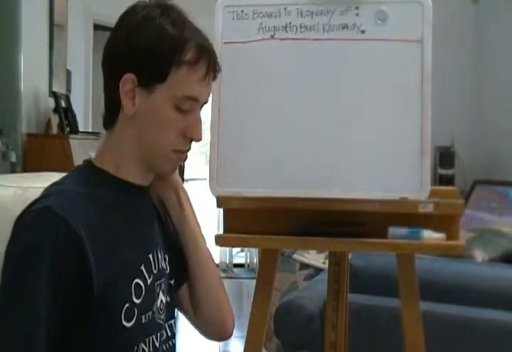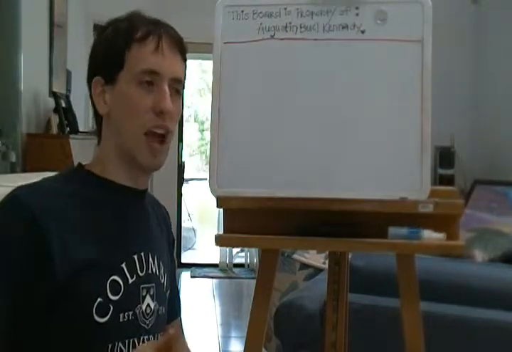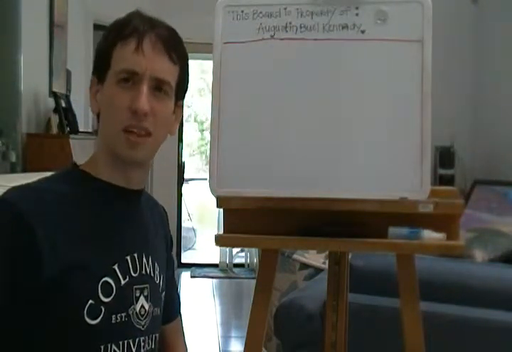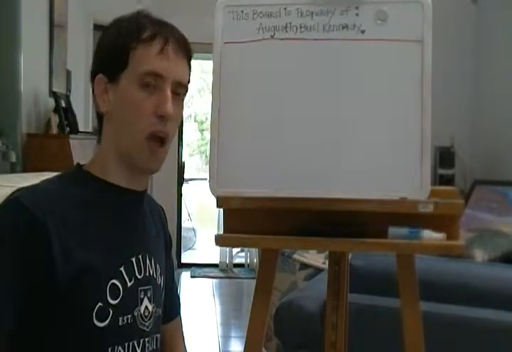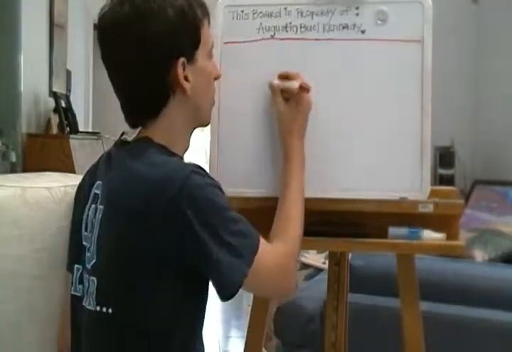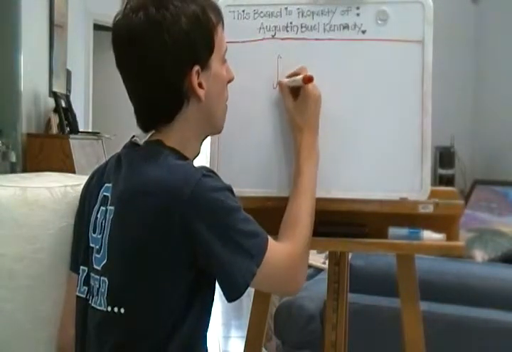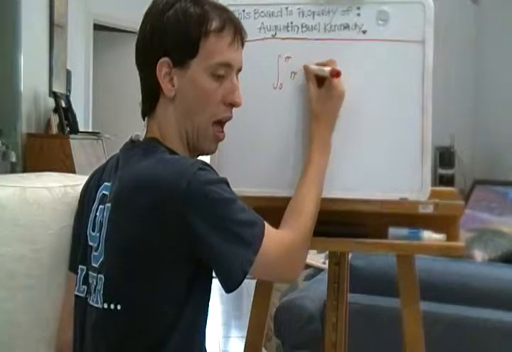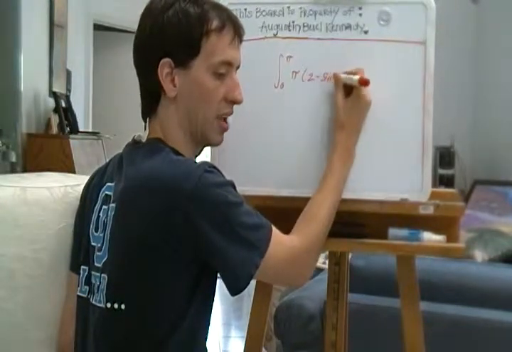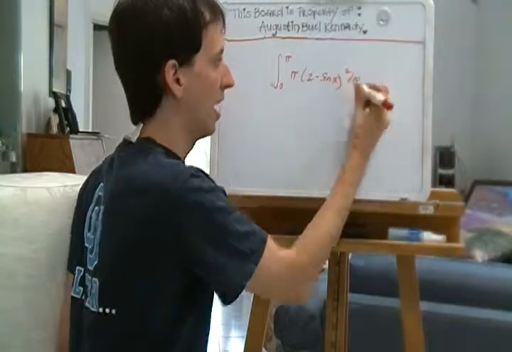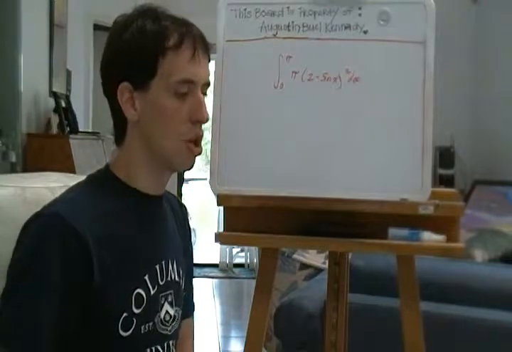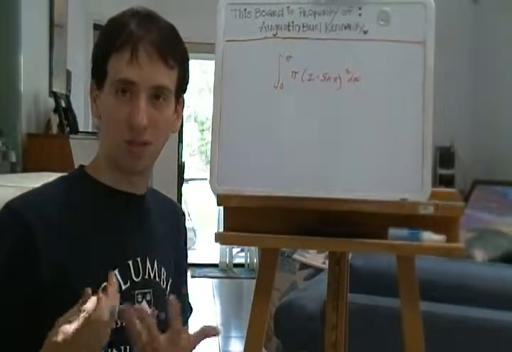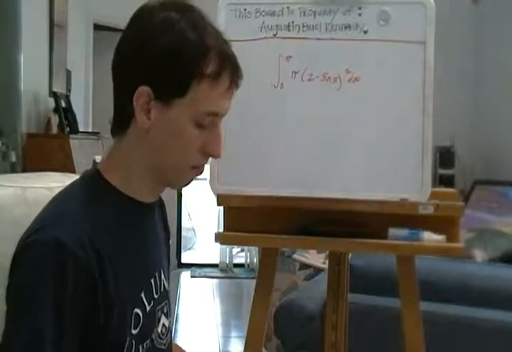Now, the next question I gave you was kind of a challenge, something to think a little bit differently. I gave you a solid, and I asked you to tell me something about what the solid is. The solid I gave you was the integral between 0 and pi of pi times (2 minus sine x) squared dx. That is the volume of the solid. So what I want you to do is tell me about the solid. You're going to look at what's in there.